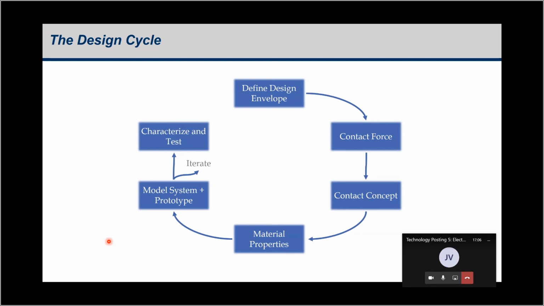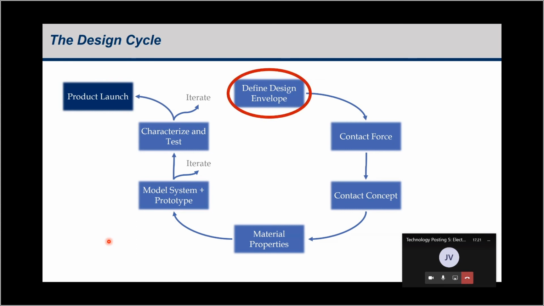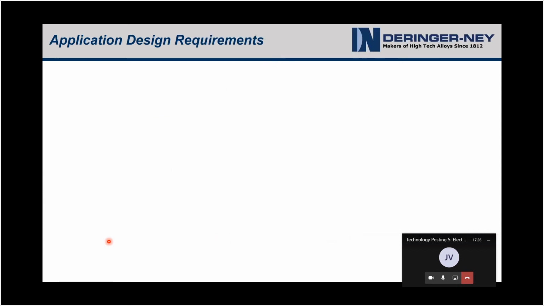I won't go too much into testing. Characterization, we'll talk about a little bit. Obviously, if you then go back to an iteration cycle, depending on what's needed to improve upon, or you then go on to product launch. So first, defining the design envelope.